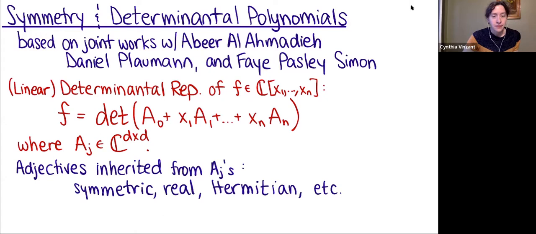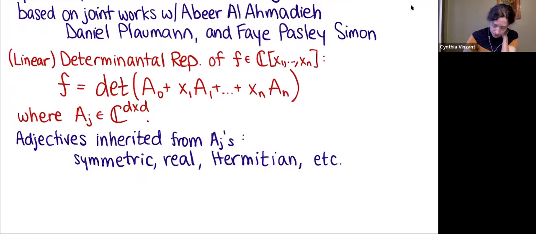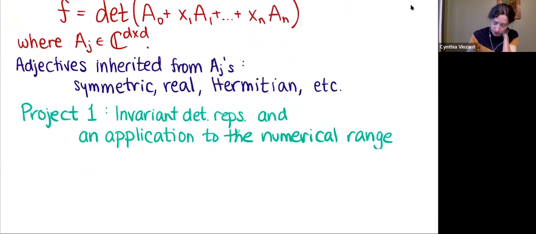And today I want to talk about two projects, both involving symmetry in different ways, and with different applications in matrix theory. So project number one is going to be about a certain notion of invariant determinantal representation and an application to numerical range, the numerical range of a matrix. This is very much going to be about polynomials that are invariant under a certain group action, and asking what sort of representations like this they might have.